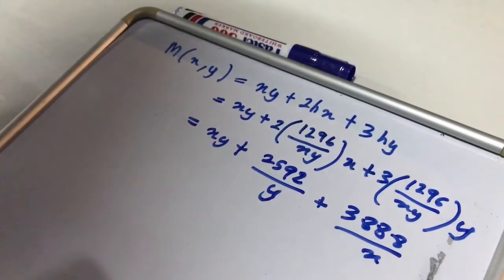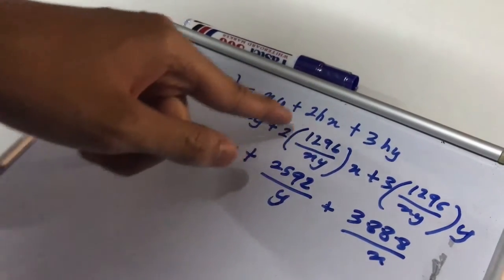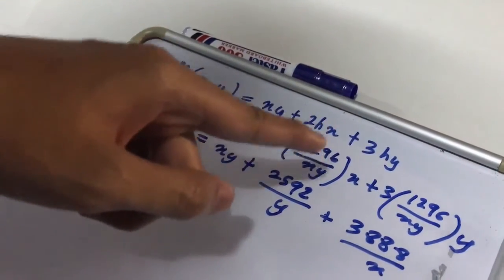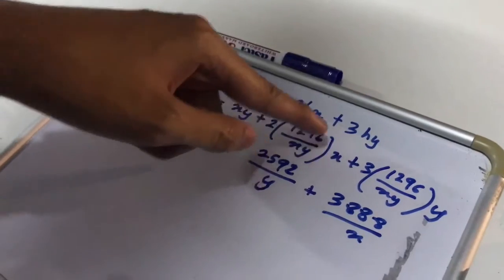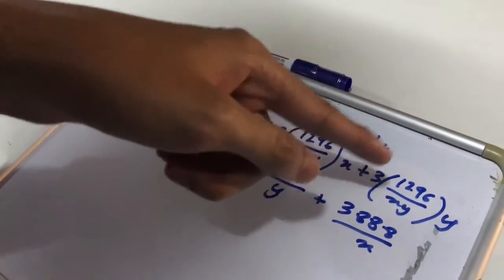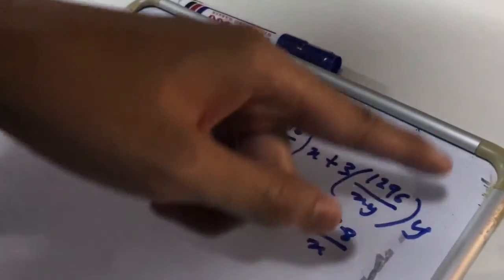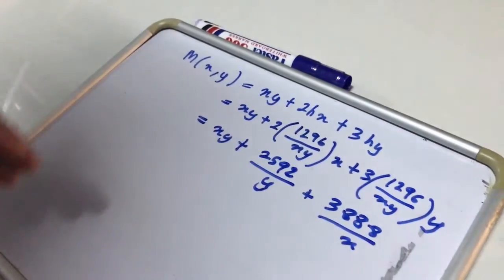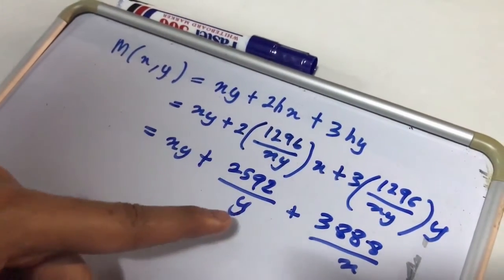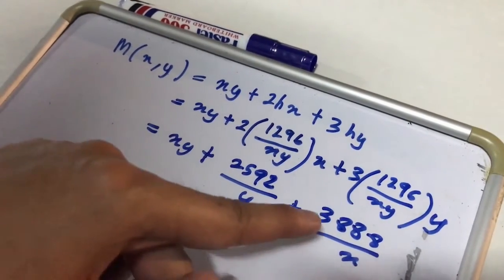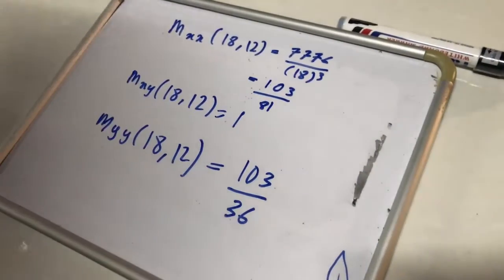So we let h into the function of m: xy plus 2 in a bracket 1296 over xy, close the bracket, multiply with x, plus 3 in a bracket 1296 over xy, close bracket, multiply with y, equals xy plus 2592 over y plus 3888 over x.